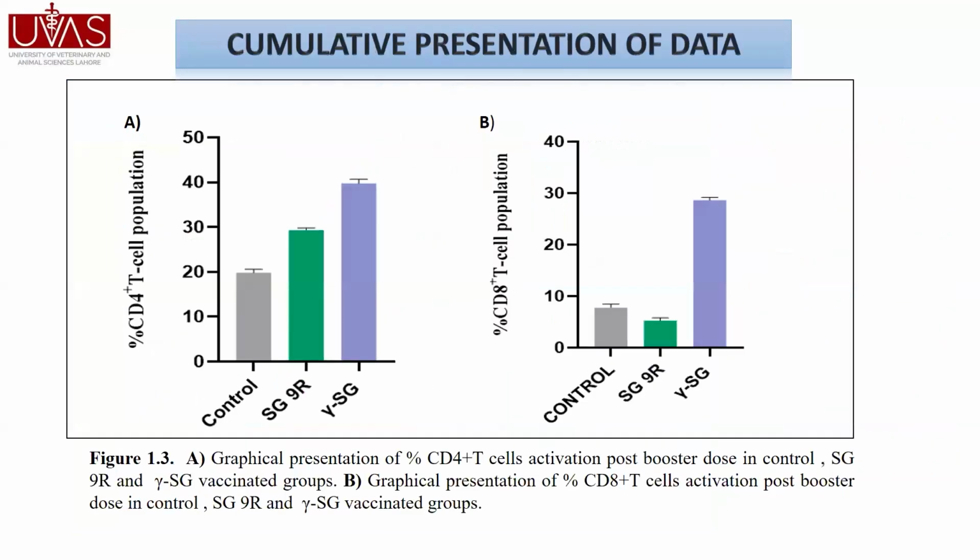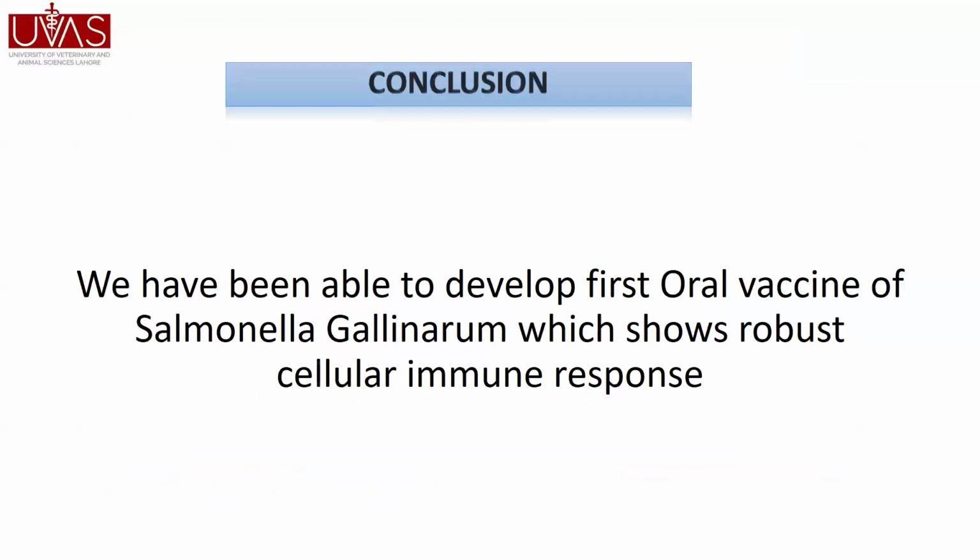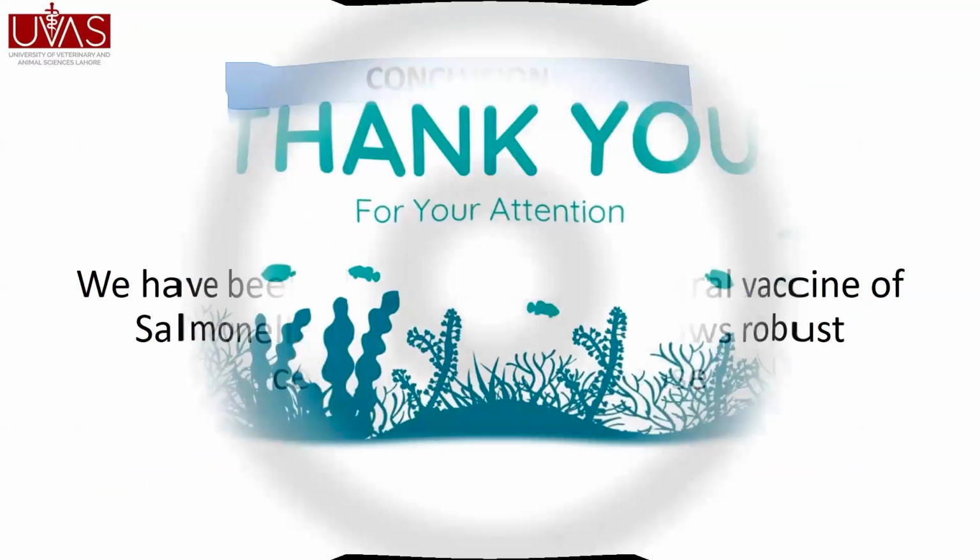And when we compared it with the SG9R, you can see gamma SG, the gamma-irradiated Salmonella Gallinarum, showed a very high quantity of CD8 cells, which gives a very promising result: this vaccine does not cause a single clinical sign and is still taken up by the epithelial cells and elicits CD8 cells. For a vaccine scientist, this was a dream, and we have been able to develop the first oral vaccine for Salmonella Gallinarum, which shows a robust cellular immune response. Thank you very much.